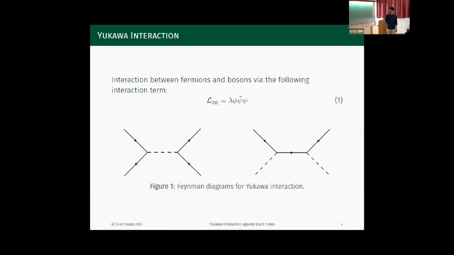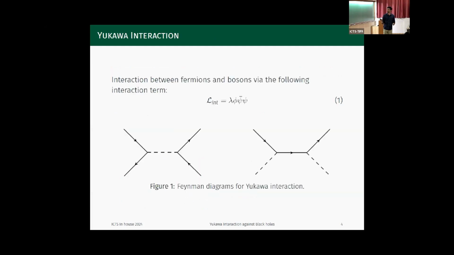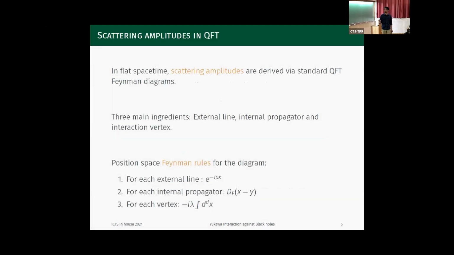And these are just the usual Feynman diagrams which we study in standard quantum field theory. We know in flat space-time that scattering amplitudes can be derived using these Feynman diagrams. The important ingredients to remember in order to draw diagrams or calculate scattering cross-sections or amplitudes are three: the external line, the internal propagator, and the interaction vertex. You can see this in the diagram. The four solid lines are external lines, the internal dashed line is called the internal propagator, and there are two interaction vertices. So these are the three main ingredients in every Feynman diagram.